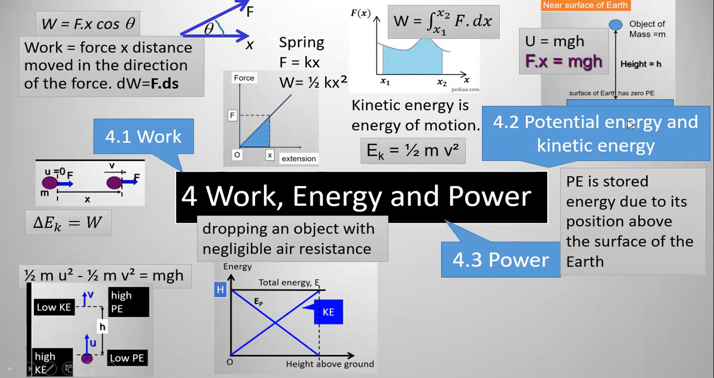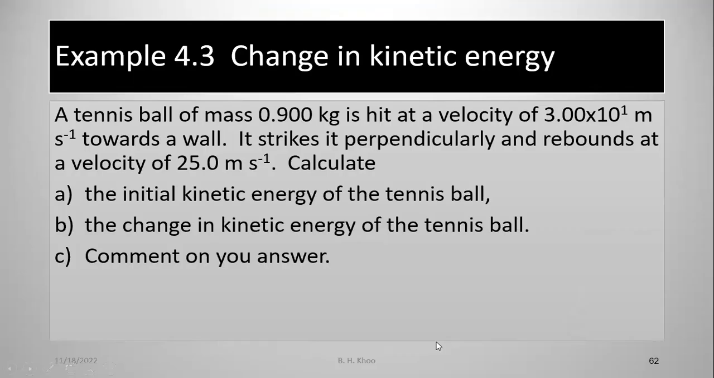Okay, let's try. We are now in this topic 4.2. Let's complete it. This one is the graph of potential energy and kinetic energy when dropping a ball, no air resistance. Okay, stop the video and have a go at this question.